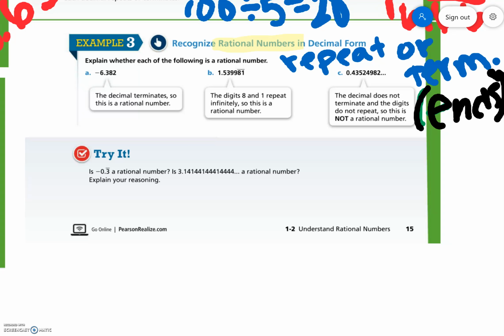Okay. So looking here, negative 6.382. This decimal terminates. It ends at 2. It does not keep going. So it is rational.